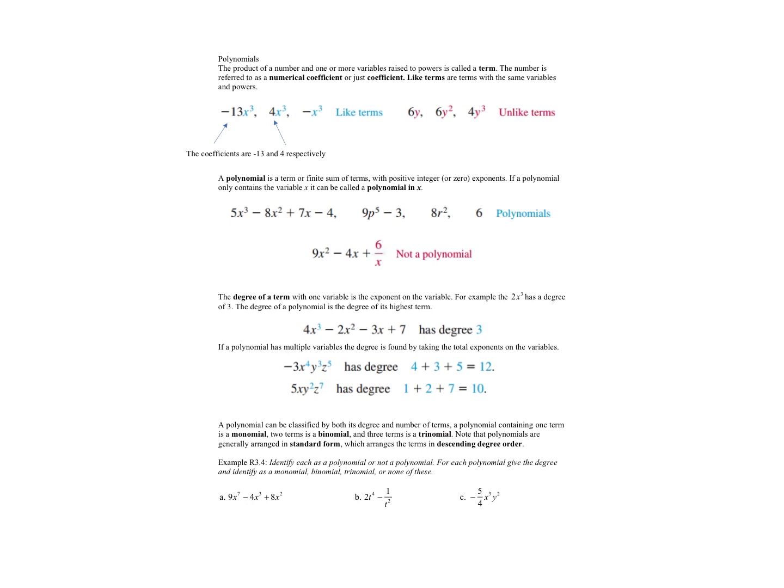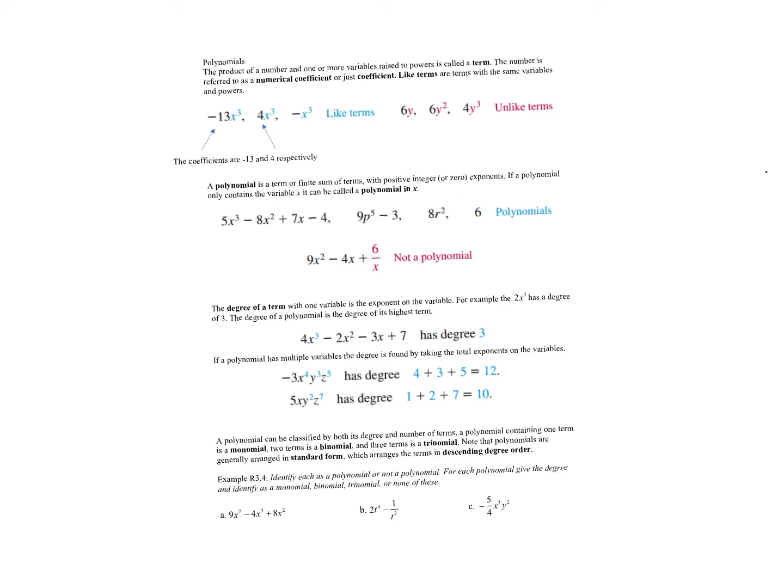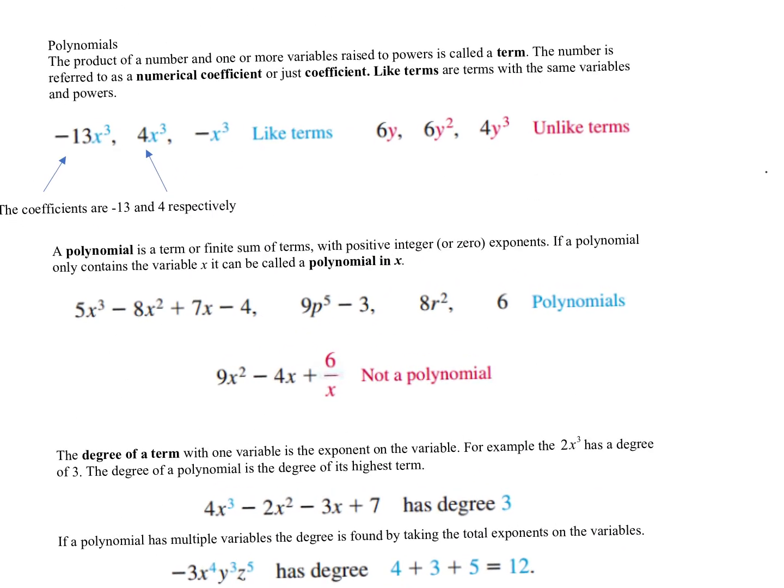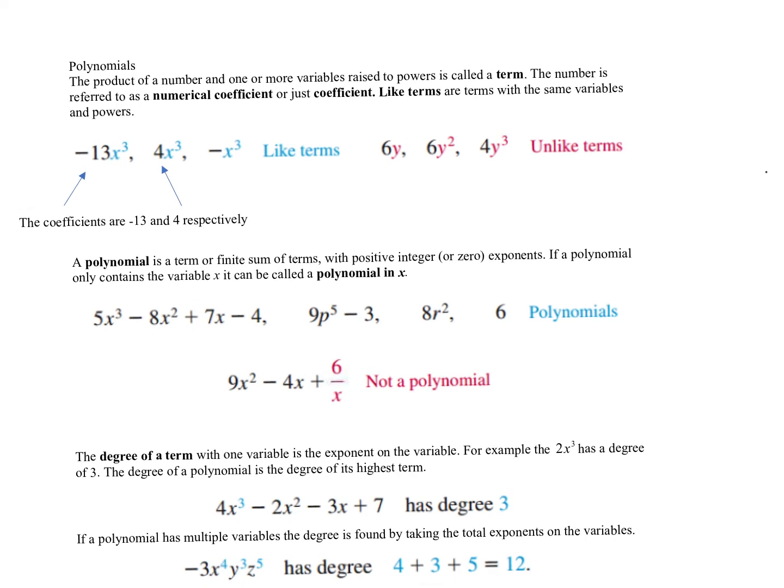Okay, so now let's jump into polynomials. Let's talk about some vocab. Okay, so polynomials. A polynomial is the product of numbers and one or more variables raised to a power, which is called a term. These are all called terms. The number in the front is referred to as a numerical coefficient.